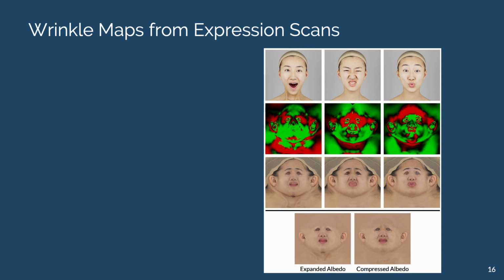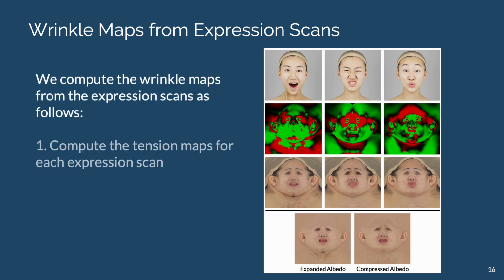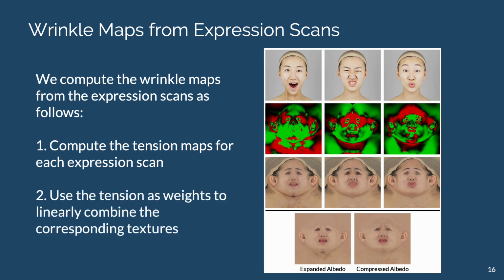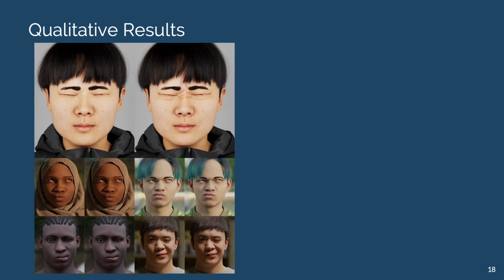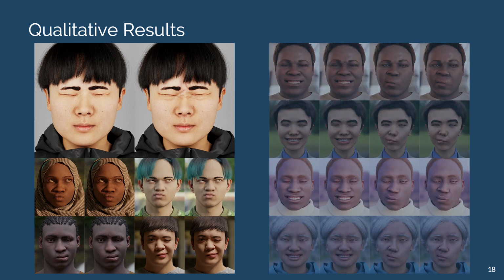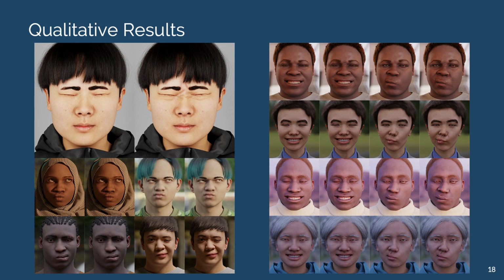To obtain the wrinkle maps for an identity, we begin by computing tension maps for each expression scan. We use these tension values as weights to linearly combine the textures across expressions to obtain the expanded and compressed texture maps. For the same expression parameters, our method produces varied wrinkling effects across distinct identities. Moreover, for identities without expression scans, we compute wrinkle maps by grafting wrinkles from the textures of those identities with the most similar neutral textures.